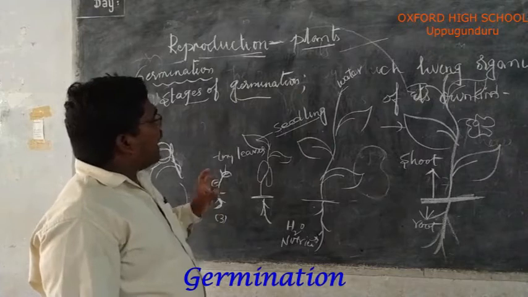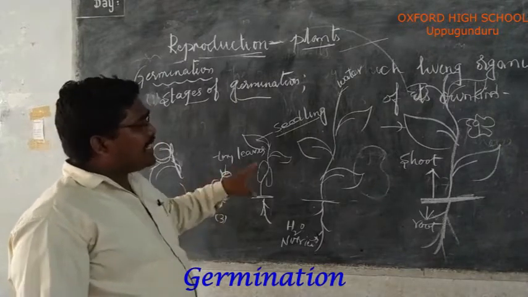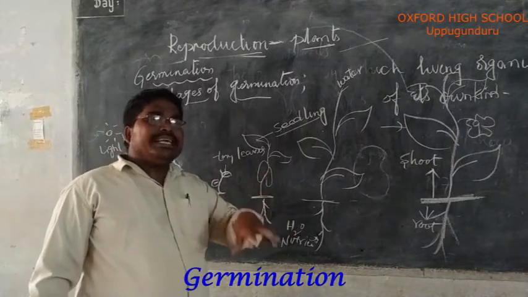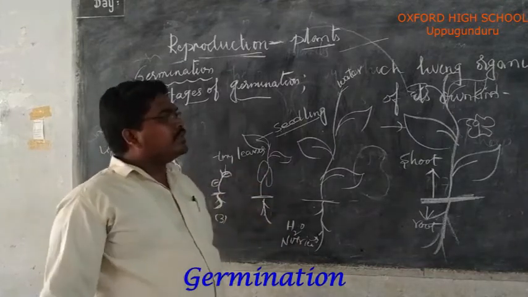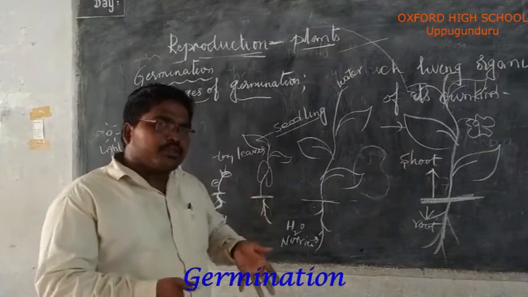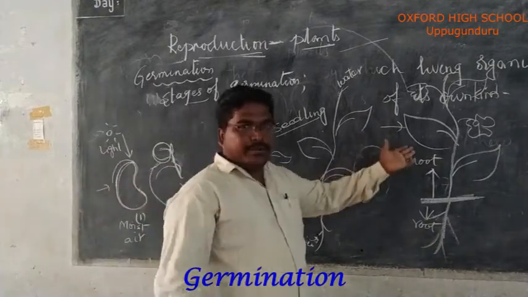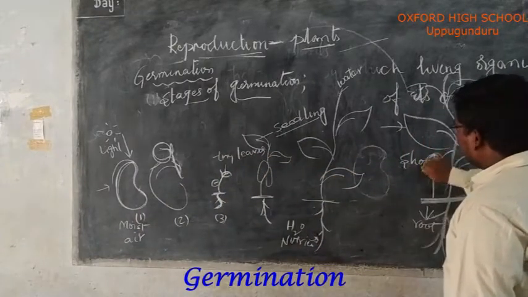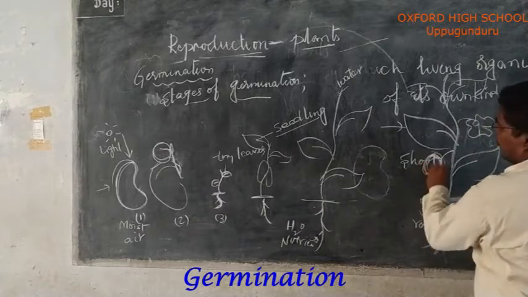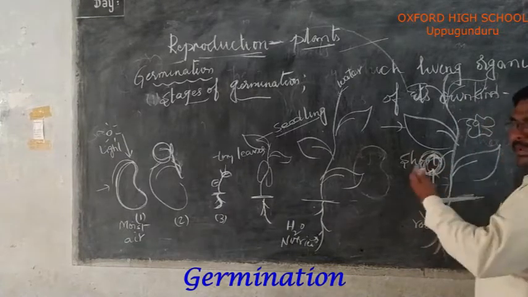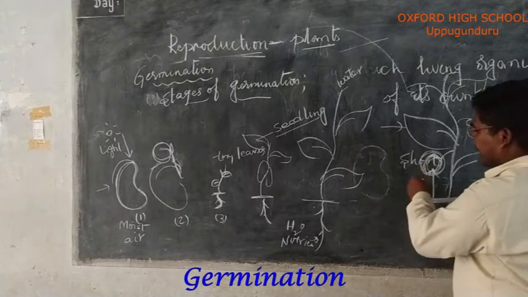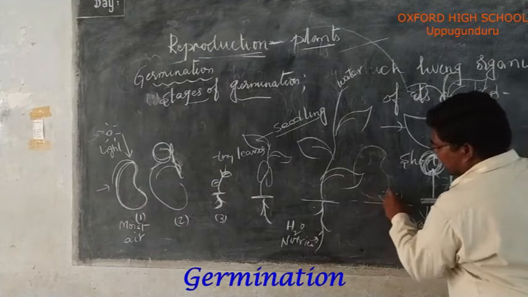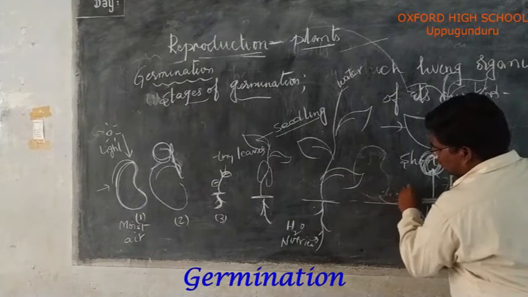Now, I am going to explain what happens if all the seeds grow near the parent plant. What happens if all the seeds grow near the parent plant? For example, it is a parent plant. It has the fruit. Unfortunately, the fruit has ripened and fallen on the ground. All the seeds are dispersed here.